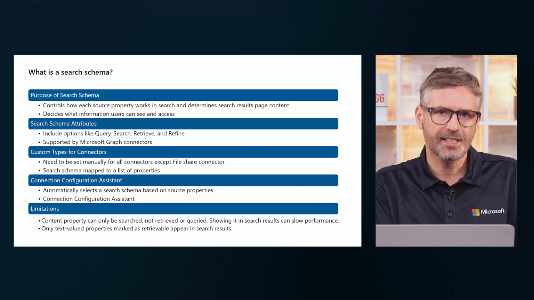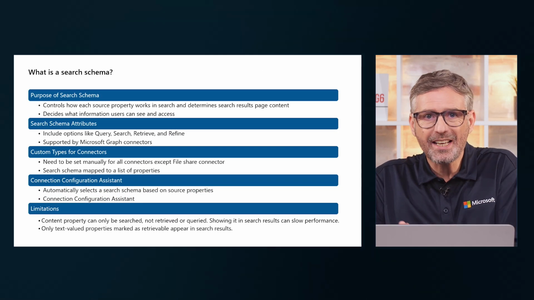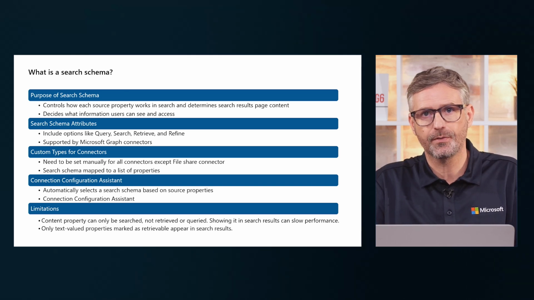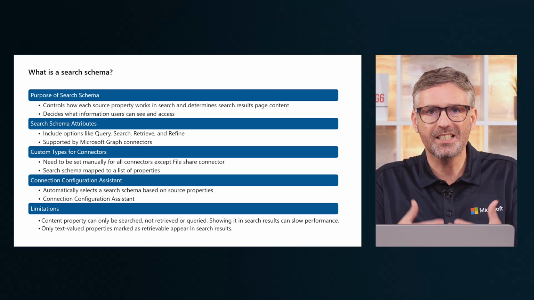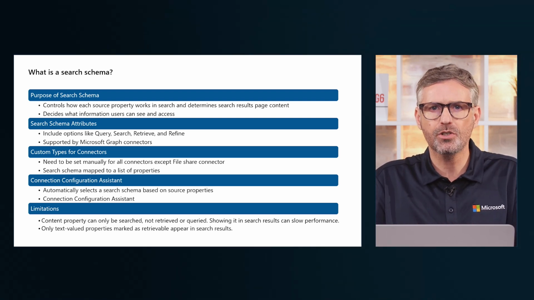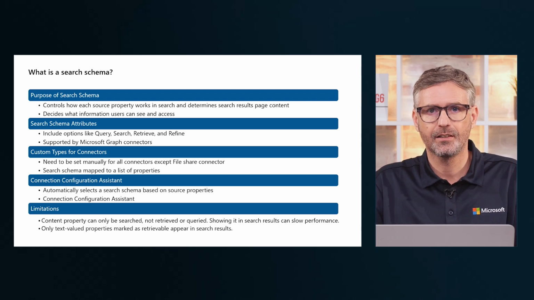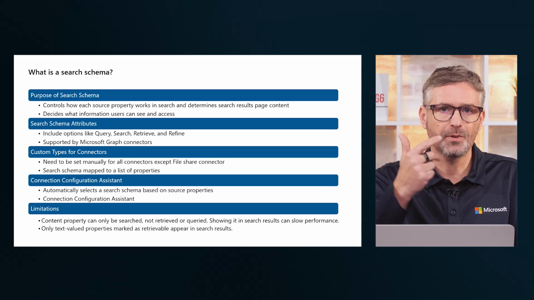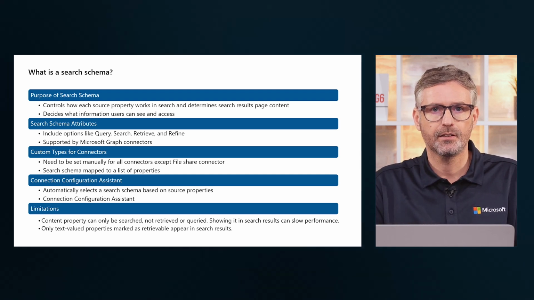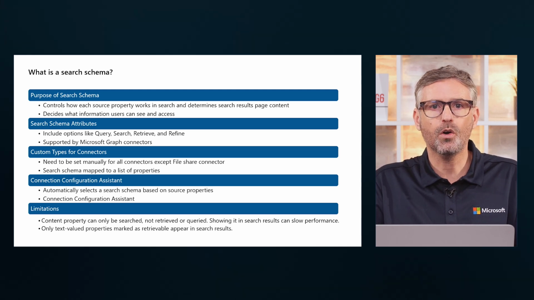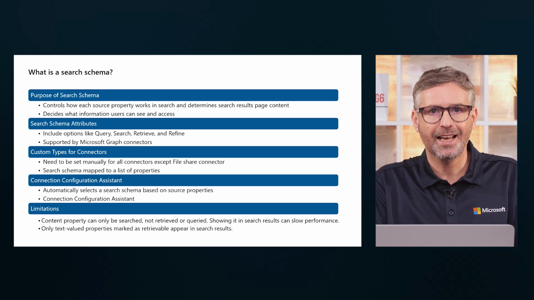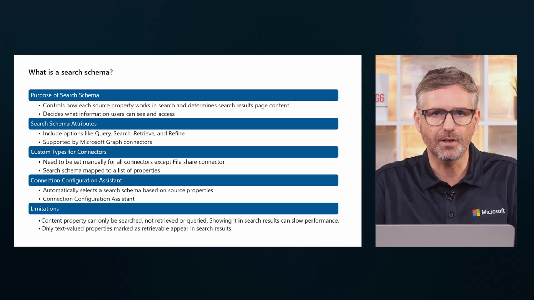You can set up the search schema attributes to control how each resource property works in search. A search schema helps decide what shows up on the search results page and what information users can see and access. The search schema attributes include options like query, search, retrieve, and refine. The table lists each attribute that Microsoft Graph Connector supports and explains what they do. For all connectors except the File Share connector, custom types need to be set manually.